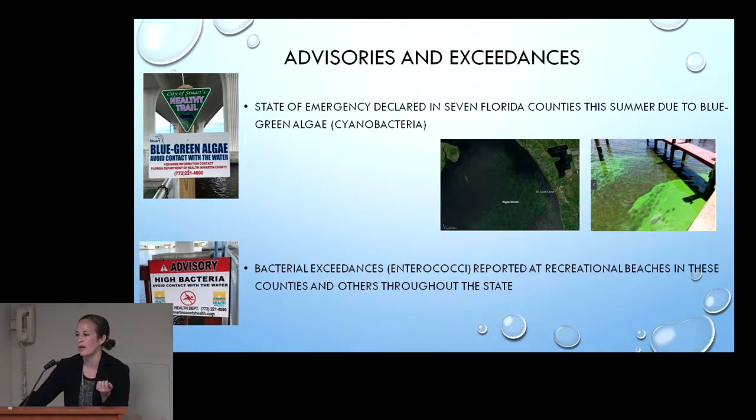Where do these come from? Basically, cyanobacteria and enterococci both come from being fed by nutrients. Generally, these nutrients are nitrogen and phosphorus.